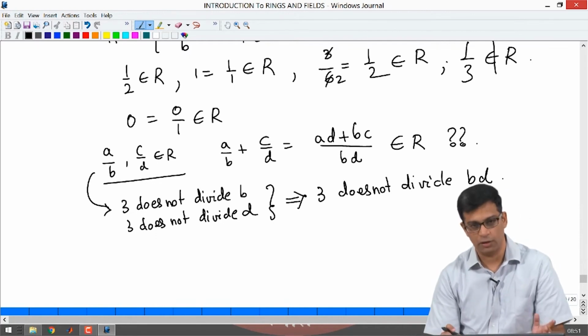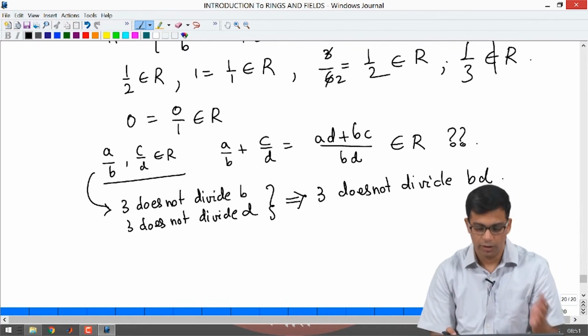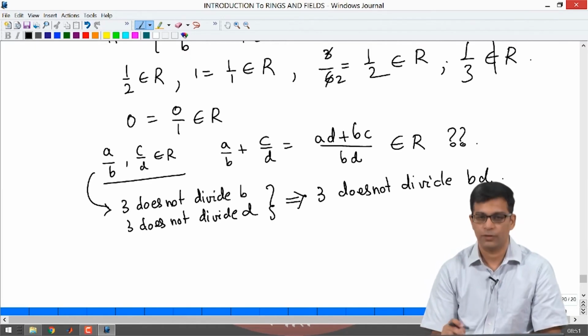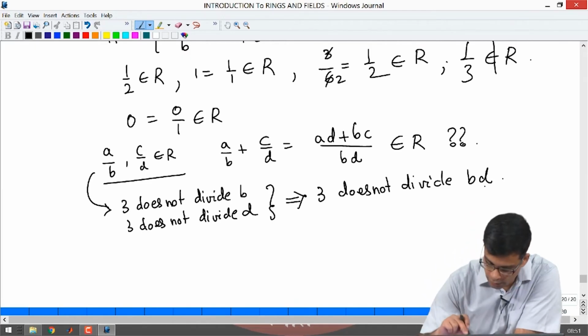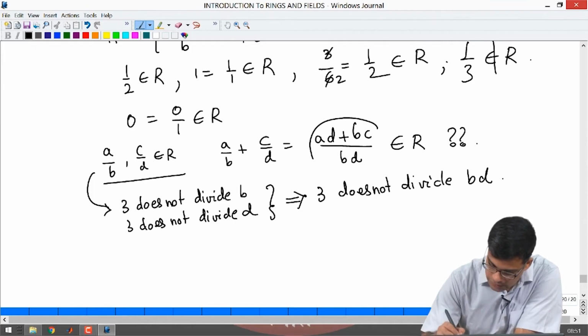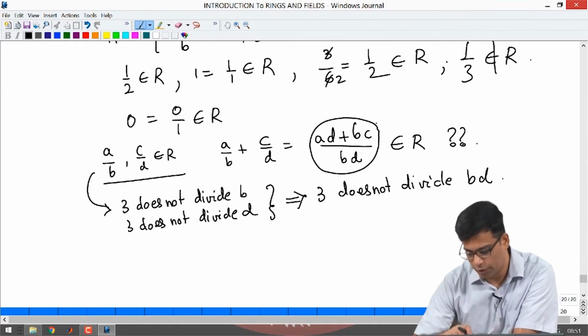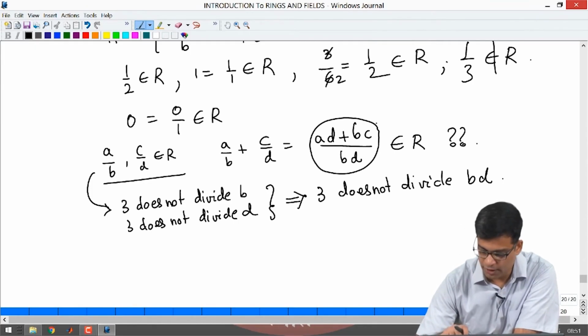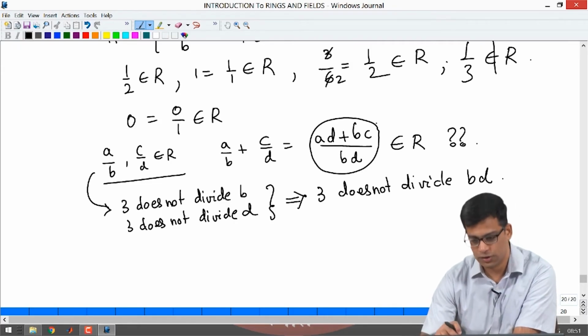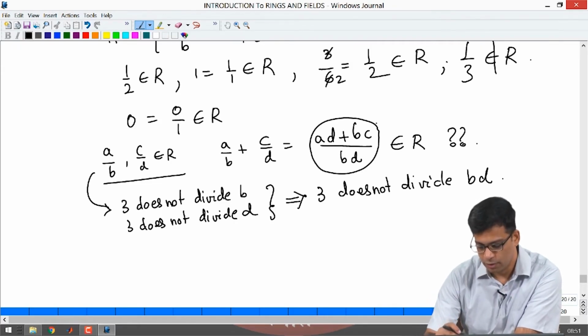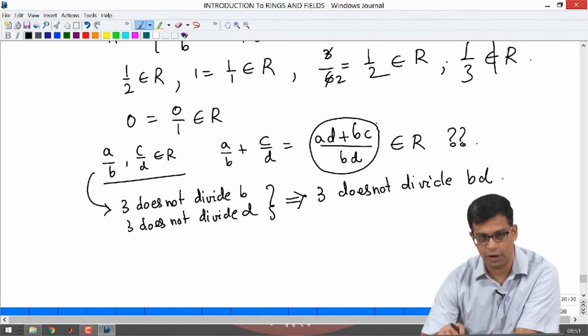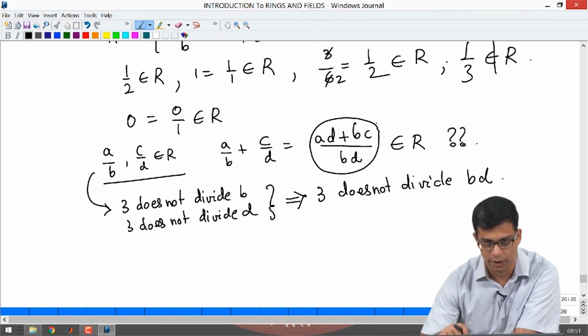If 3 is a prime number, it does not divide B and D, that means 3 does not divide BD also. Now, let us look at the sum. I know that in this form 3 does not divide the denominator, but of course, it is possible that it is not in its simplest form, meaning there might be common factors between AD plus BC and BD, but that does not matter, because if you cancel the common factors, what you will get in the denominator is something which is a divisor of BD.